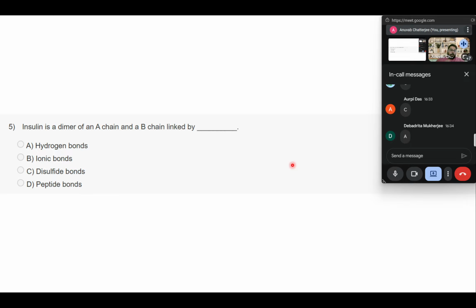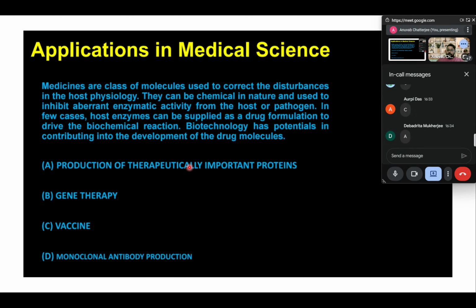Okay, you have a number of answers coming in. Srijani, Chandra, Jyoti and Oropi also say it is C, disulfide bonds, and Devadita says it is A, hydrogen bonds. So let us look at it.